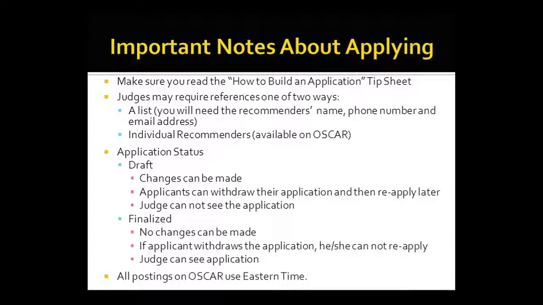There are two types of active application statuses. The first type is a draft. In a draft application, changes can be made and applicants can withdraw their application and then reapply later. Judges can't see this type of application. The second type is a finalized application. In order for a judge to view your application, you have to finalize it.